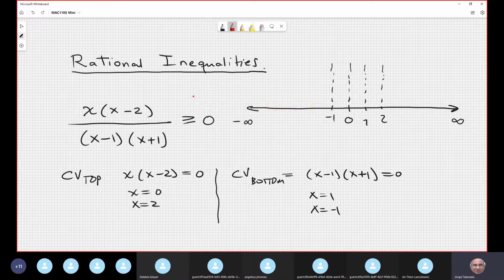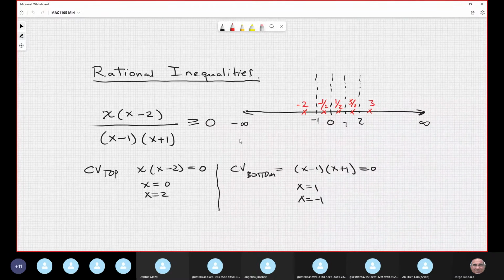So I select negative 2, which belongs to this interval. Here I select negative 1/2. I select here positive 1/2. I select here 3/2. I select here 3. Totally arbitrary inside each interval. And you create the table.